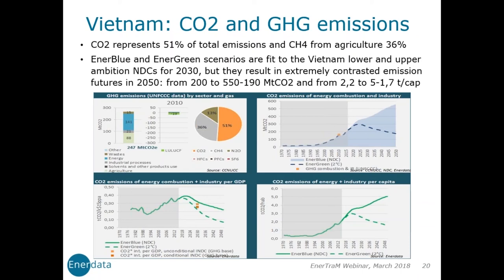The Enerblue and Energreen scenarios are well fit to the Vietnam lower and upper ambition indices, that are the conditional and unconditional determined contributions for 2030. But what is striking is the fact that these scenarios result in extremely contrasted emission futures in 2050. When one continues the trends from 2030 on to 2050, then the difference grows tremendously.